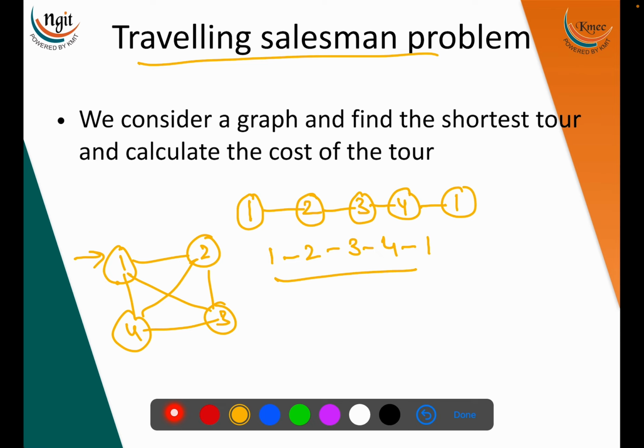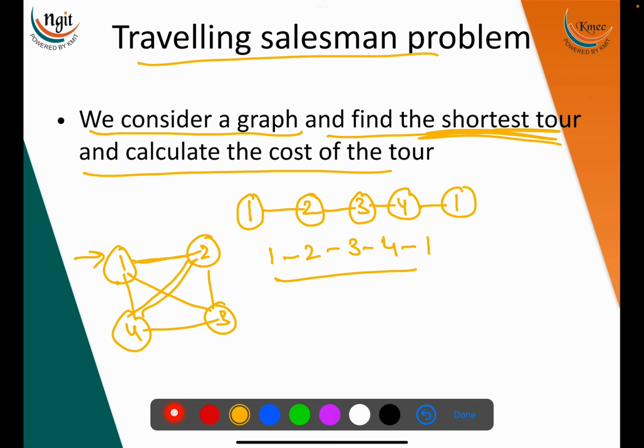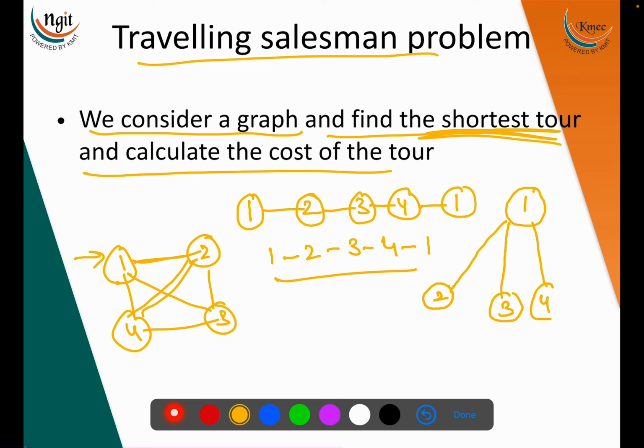Now the objective of the traveling salesman problem using the branch and bound technique is that we consider a graph, find the shortest tour, and calculate the cost of the tour. So this is the objective of this problem. We have to find the shortest route that goes through all the vertices once and returns to the starting vertex. To explore this problem, we'll take a state space tree. What is a state space tree? Let us see that he started his journey with vertex 1. Now he can go to the second vertex, and he can also visit the third, or else he can visit the fourth directly.